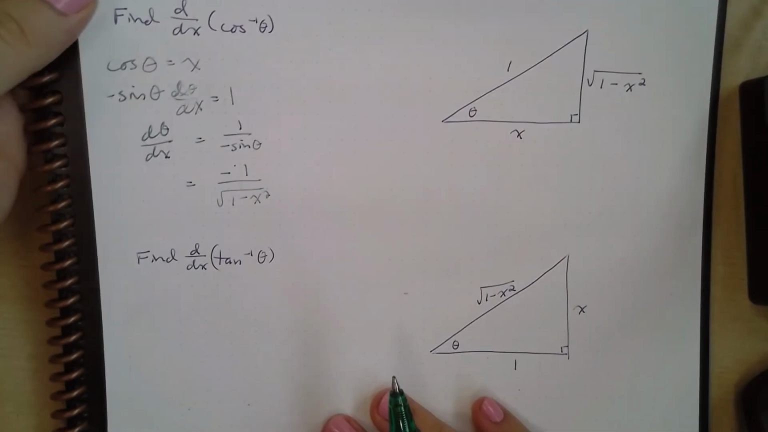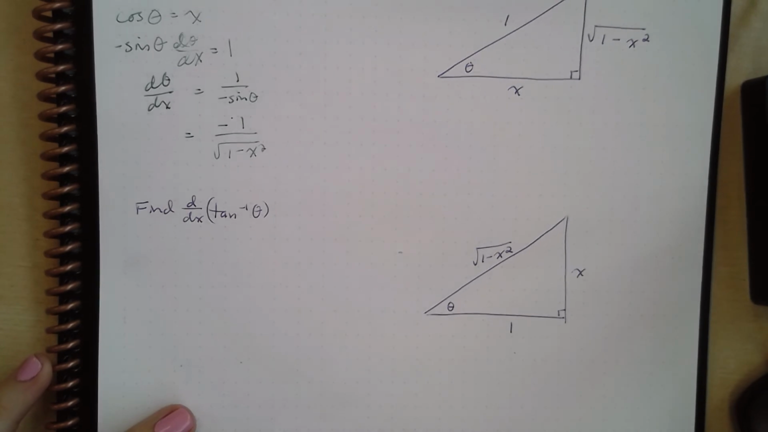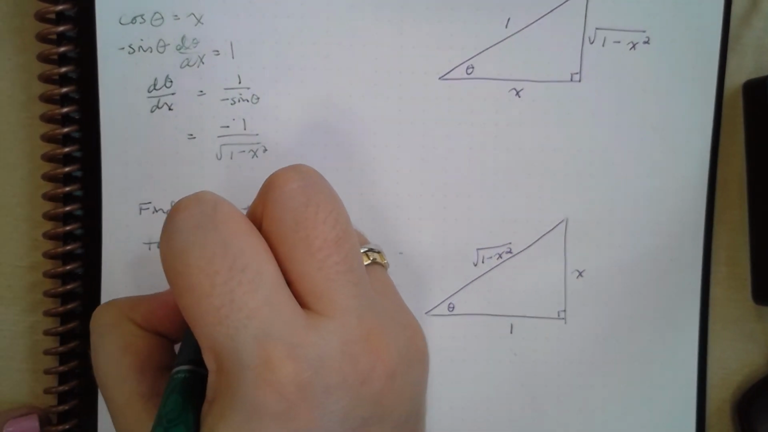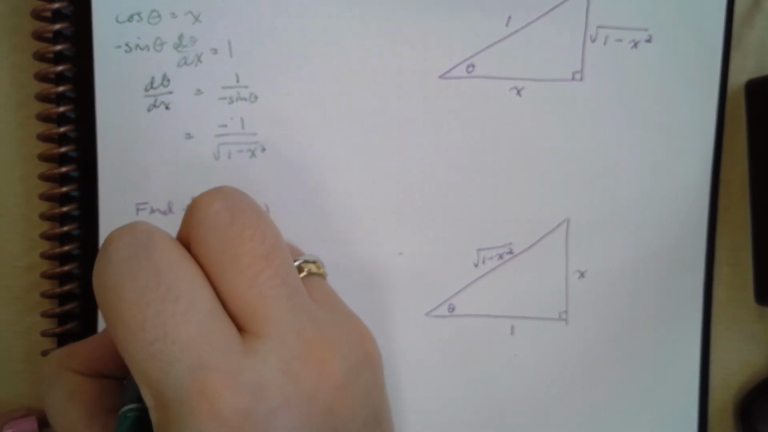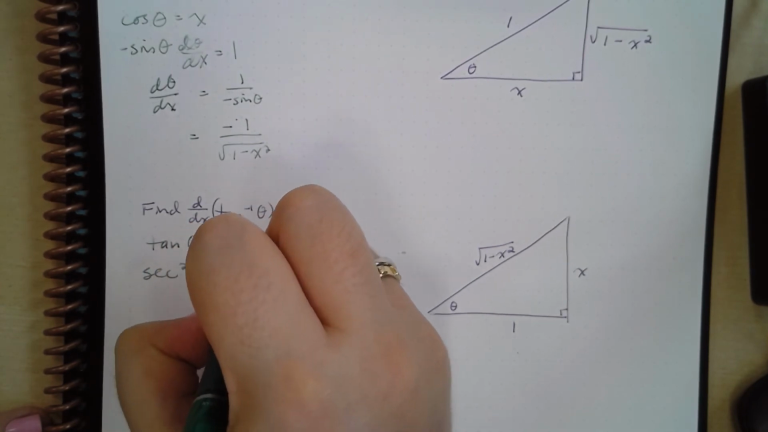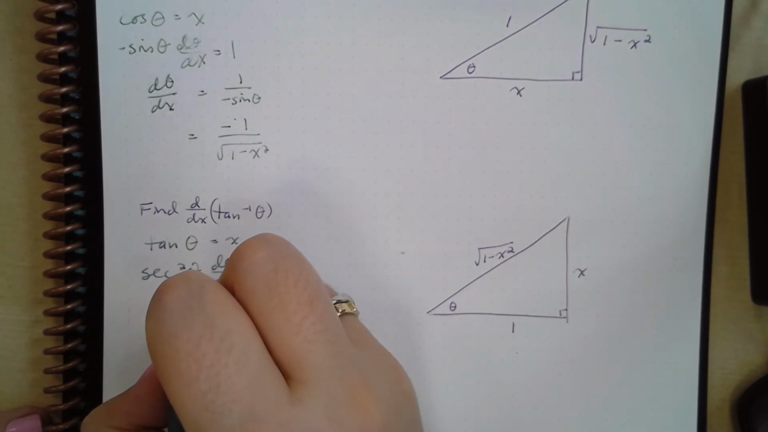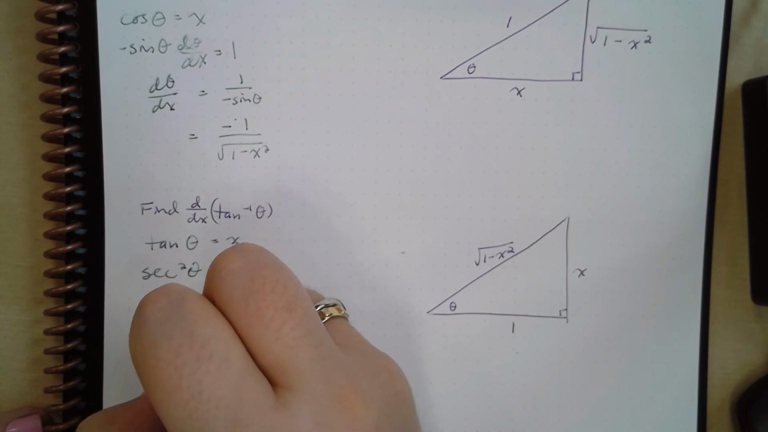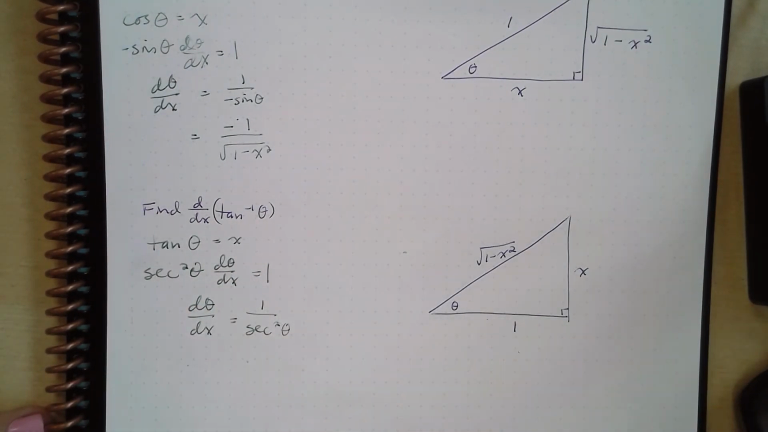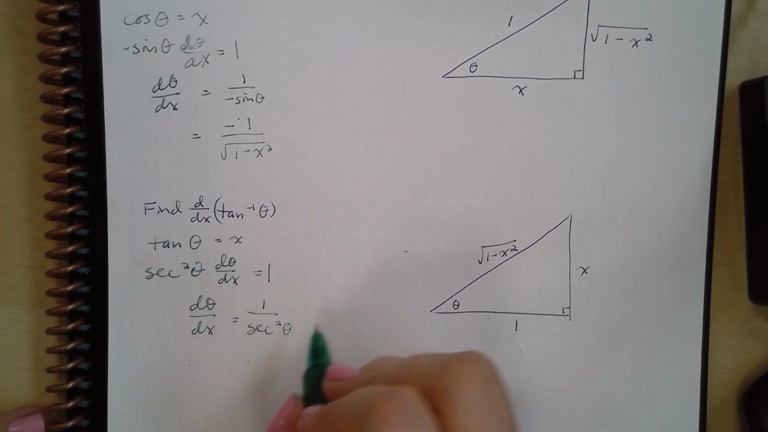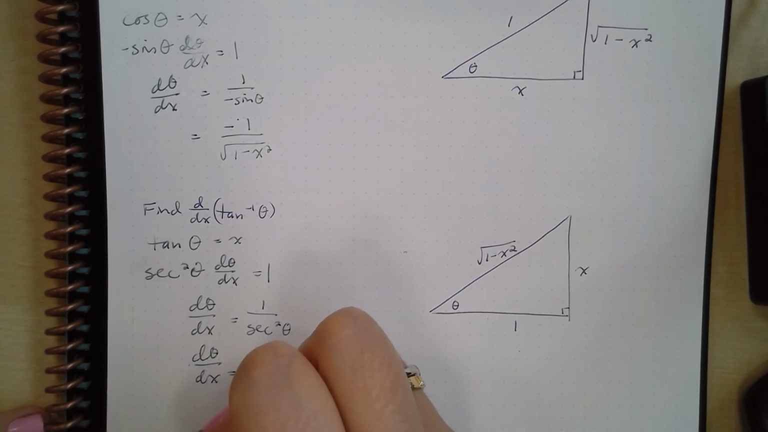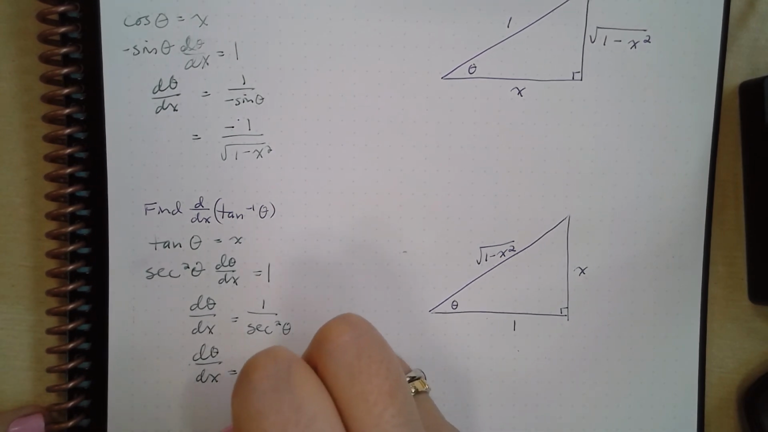Finally, I just want to show you how to do this with tangent. The tangent of theta is equal to x. Derivative of tangent is secant squared of x, or theta in this case, excuse me. Secant squared theta times d theta over dx is equal to 1. So now we have d theta over dx is equal to 1 over secant squared theta. Substitute in, this is going to be d theta over dx is equal to 1 over 1 plus x squared.